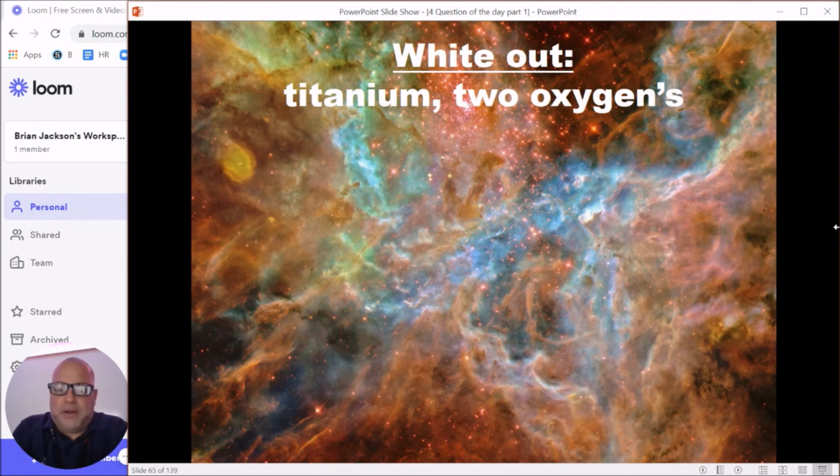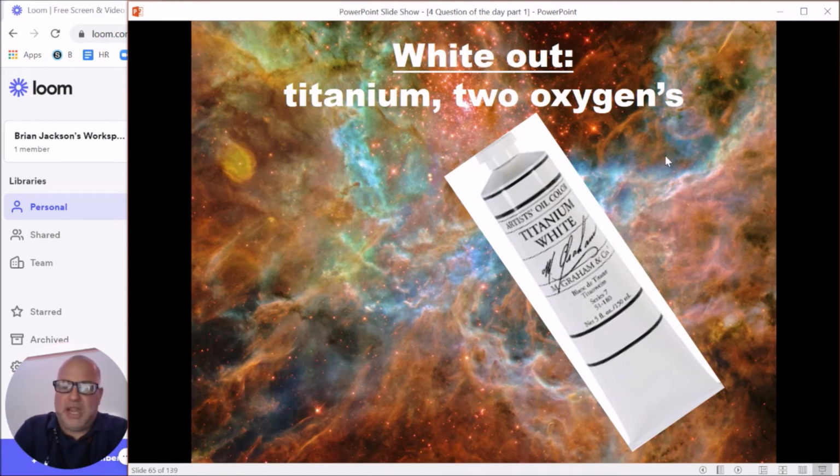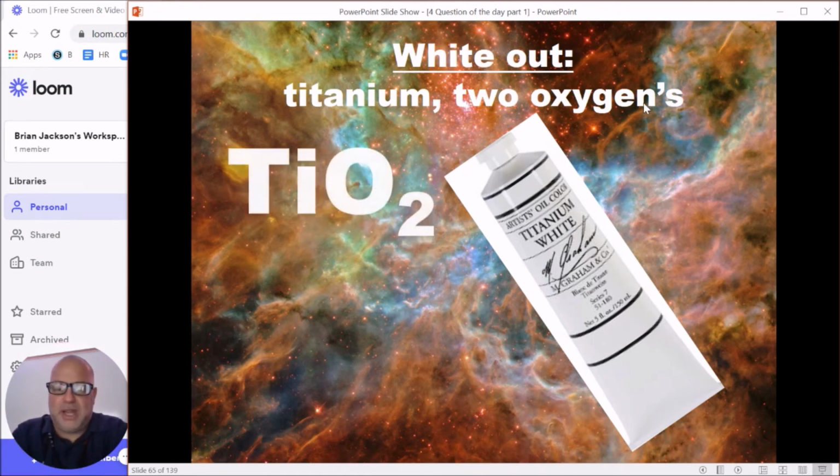How about this one, whiteout, right? If you like to paint with white paint, it's got some titanium in there. And whiteout basically is just white paint in a small little container. There's not really a whole lot of difference for that. They just try to use a type of paint that dries really fast. Anyway, the formula for this is just titanium and 2 oxygens. So you should write down TiO2.